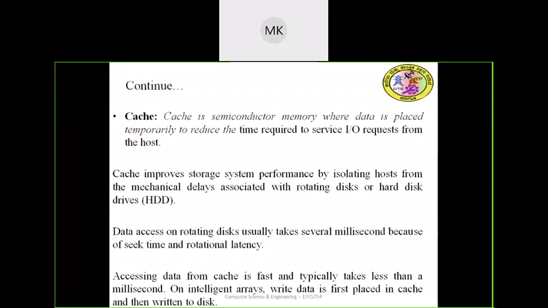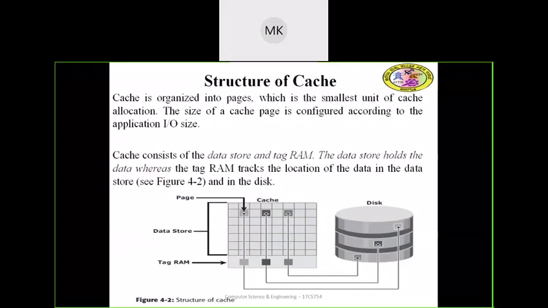The data access on a rotating disk usually takes several milliseconds because of seek time and rotational latency. Accessing data from the cache is fast and typically takes less than a millisecond. An intelligent array writes data in the first place in cache and then writes it to disk.